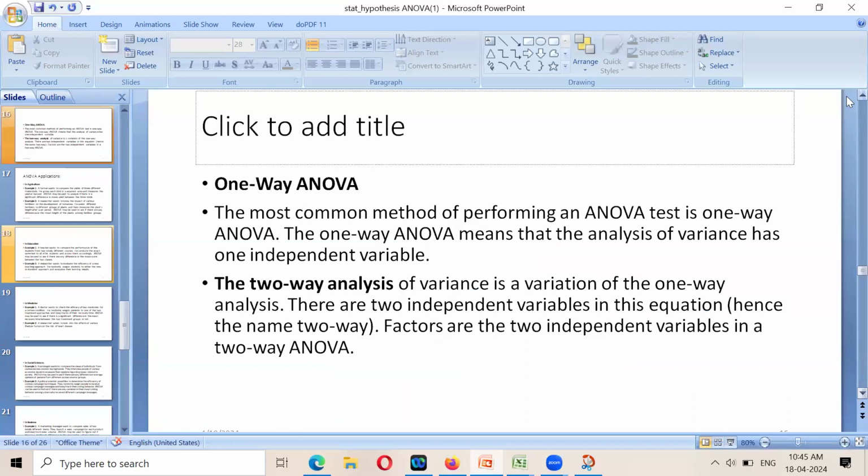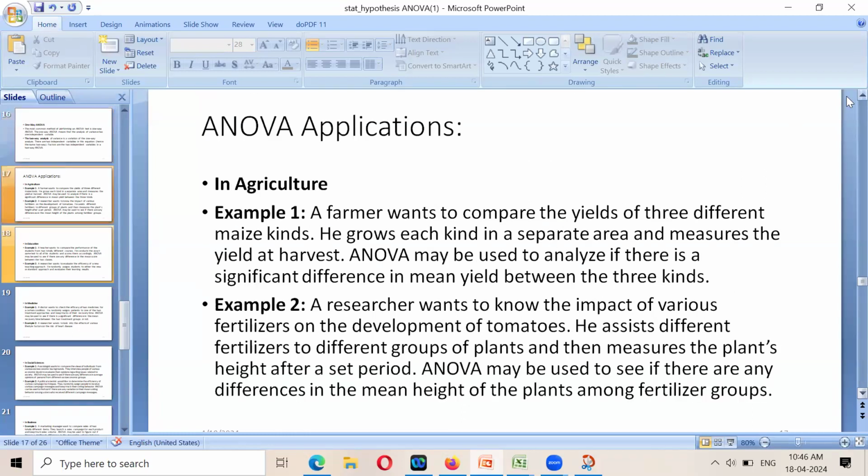The most common method of performing the ANOVA test is one-way. One-way ANOVA means that the analysis of variance has only one independent variable. It is also called one-factor ANOVA. On the other hand, the two-way analysis of variance is a variation of the one-way analysis. There are two independent variables in this case, hence the name two-way or two-factor ANOVA. I hope this classification is clear, one way and two way.